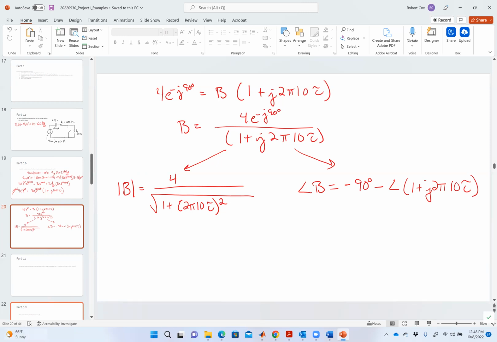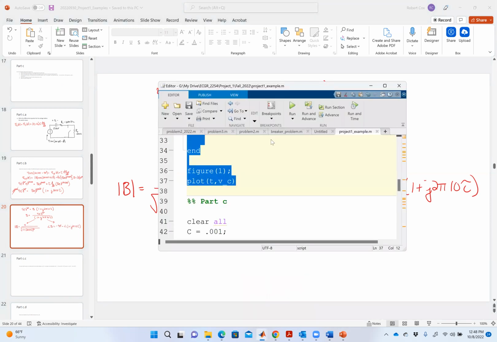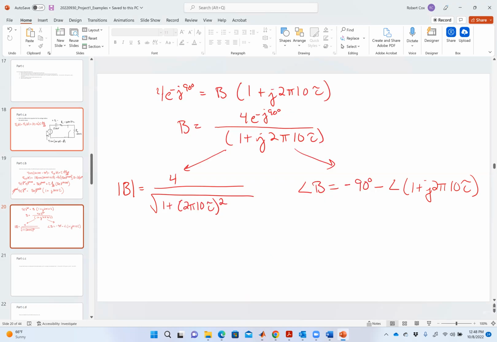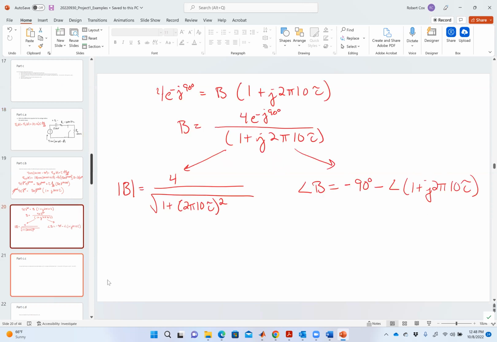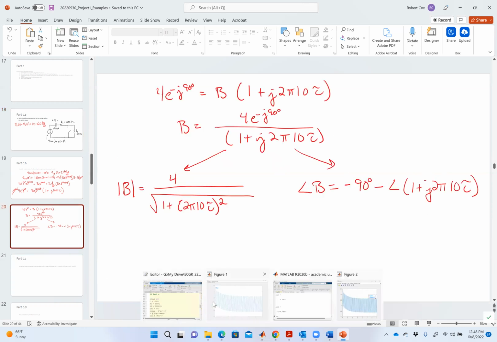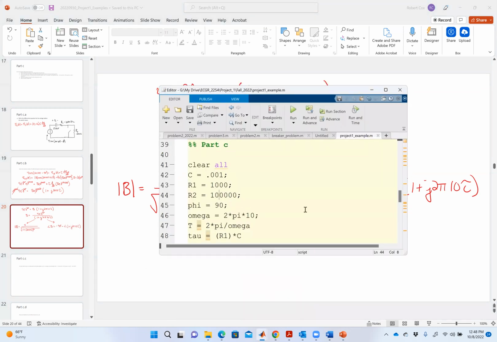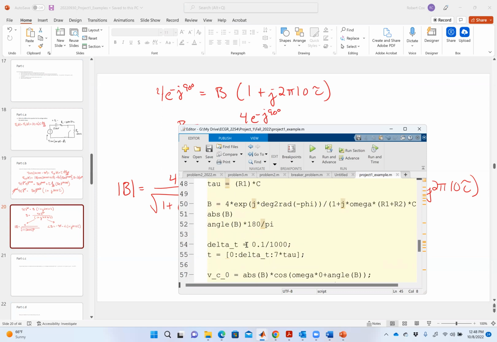Again, the way that I do that here is I go to my MATLAB script. Now what I've done is I've said R1 is 1,000, R2 is 100,000. That's the value that I'm given in the circuit, right? 1,000 ohms, 100 kilo ohms. And in part C, I knew my phi was 90 degrees because I was told to use that.